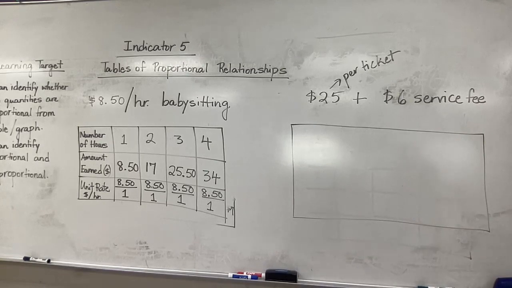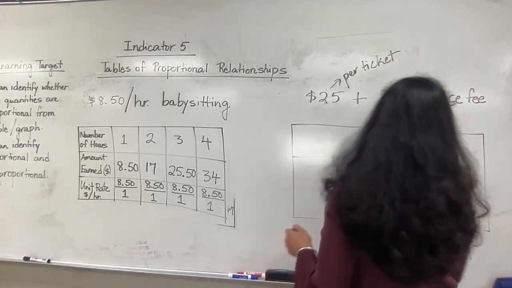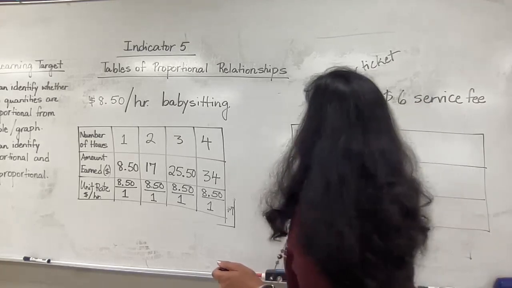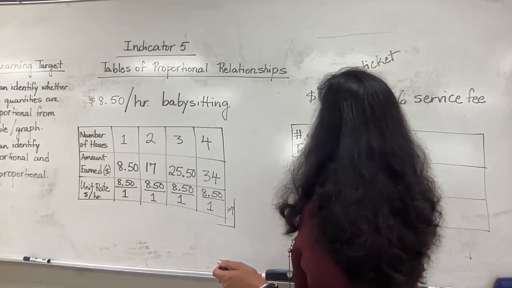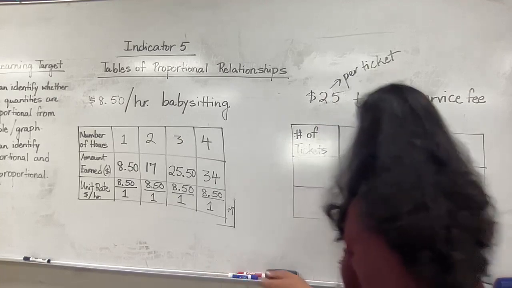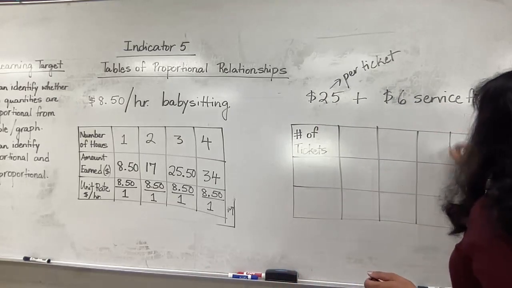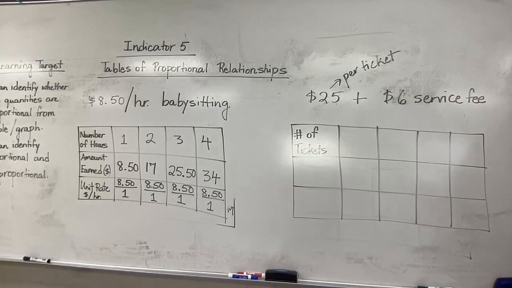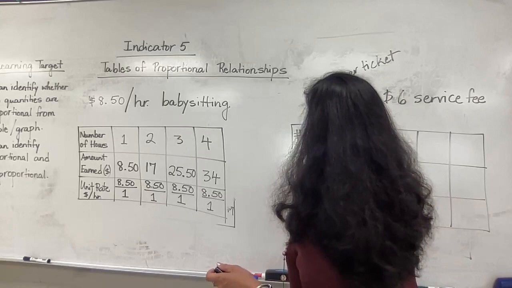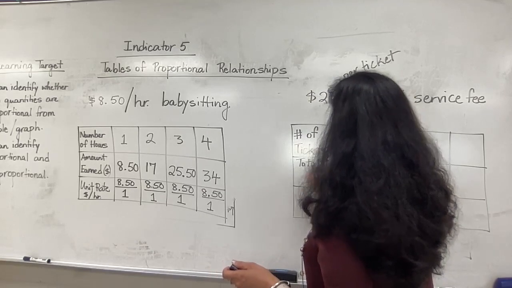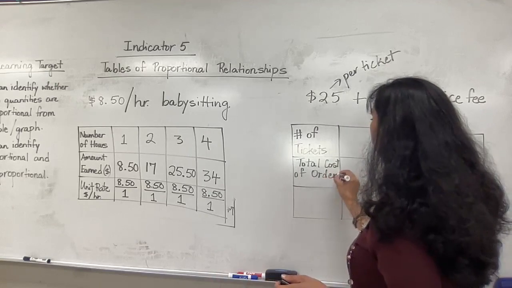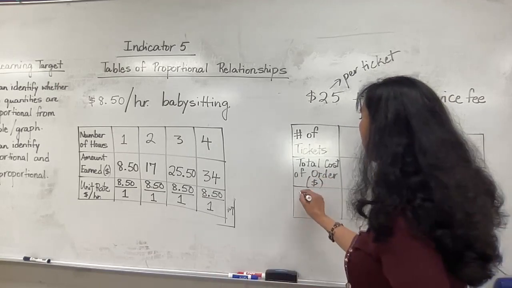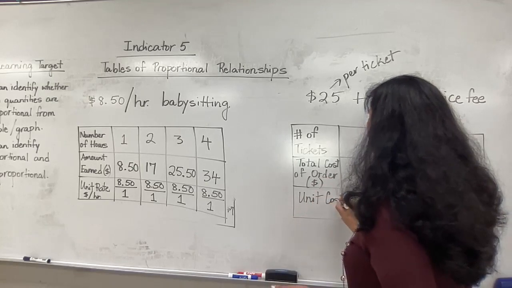All right, so I am again going to put it into the 3 sections, and I'm going to write number of tickets, all right, and then I'm going to have the total cost of the order, in dollars, and then over here I'm going to put the unit cost.